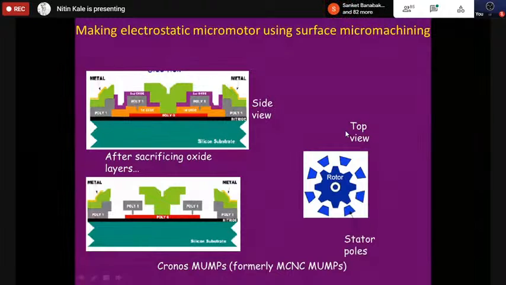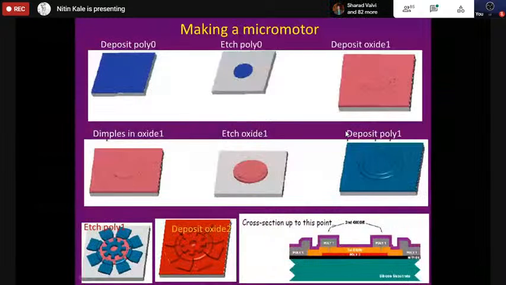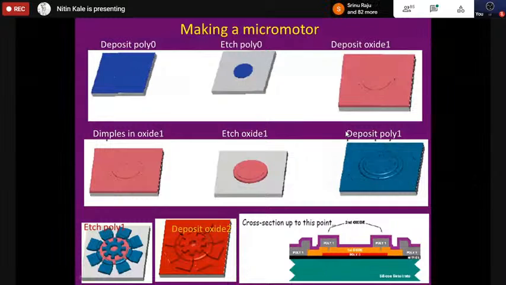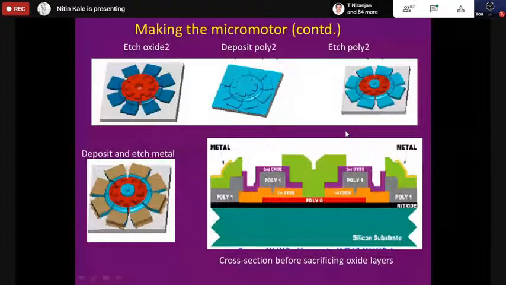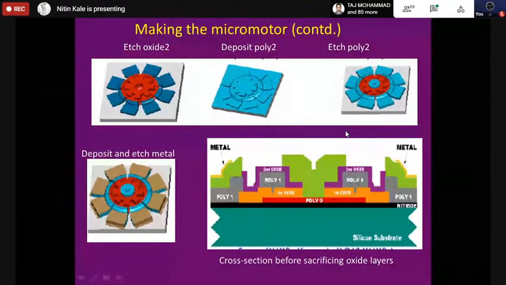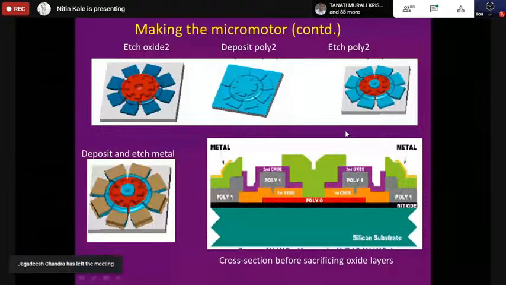You start with the wafer, deposit one layer, etch it, deposit the oxide, make dimples in the oxide for surface micromachining, which helps in faster release. You etch it, deposit the poly 1, the electrode that I talked about, etch poly 1, deposit the oxide 2. This is the sacrificial oxide. So at this point, you have a cross section which looks like this. You will etch oxide 2, you will deposit poly, again etch poly, and finally, you have this oxide that you want to remove.